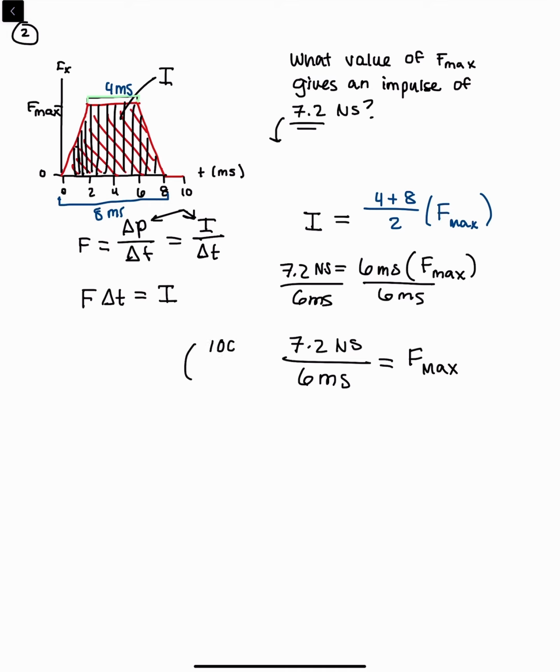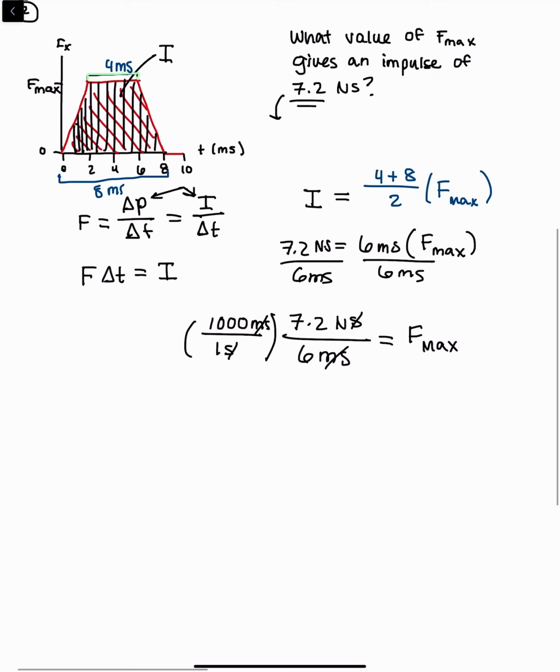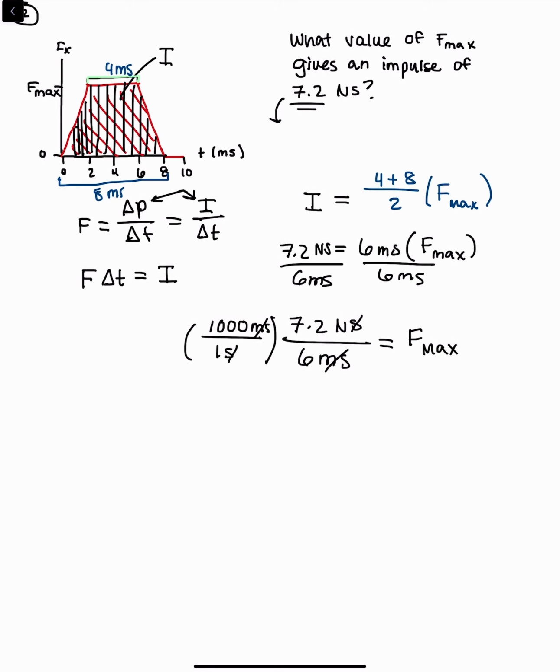There's 1,000 milliseconds in 1 second. This allows us to cancel everything out evenly, and we're left with, we can put that in the calculator now, which is 1,200. Let me do it quickly. 7.2 divided by 6 times 1,000, is 1,200 newtons.